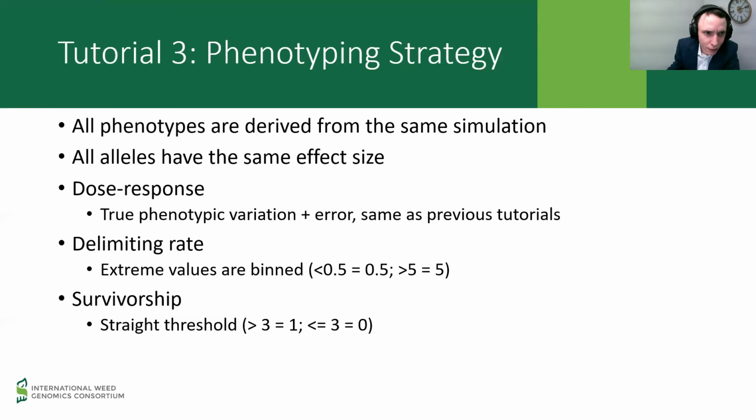The third and final tutorial I will talk about is the phenotyping strategy. This is something we can actually have some influence on. We're the ones deciding how we're going to phenotype our given plants. For this scenario, all of the phenotypes are derived from the same simulations. All alleles have the same effect size. What I did was calculate the true phenotypic value for the samples plus a given error term. That's effectively your heritability, same as in our previous tutorials.